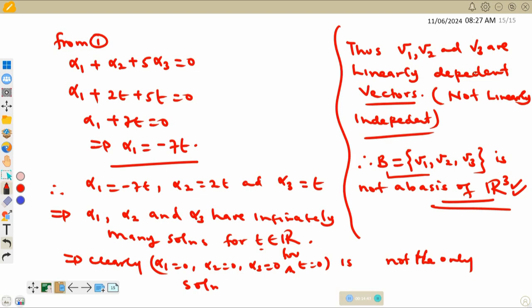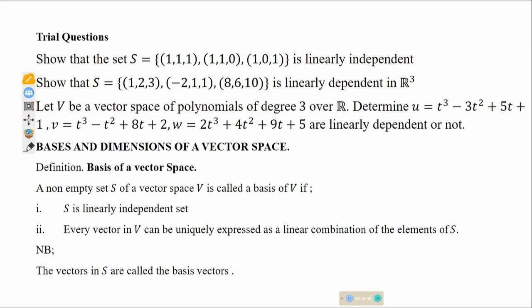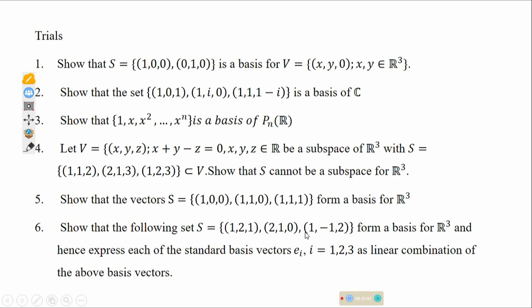So you will be able to try some few examples here. There are some examples that you need to try out, and these are some of the trial questions. You need to go through them and try to solve them and see whether you are able to prove that these given sets form a basis for the given vector space. So use the ideas that we have so far looked at.